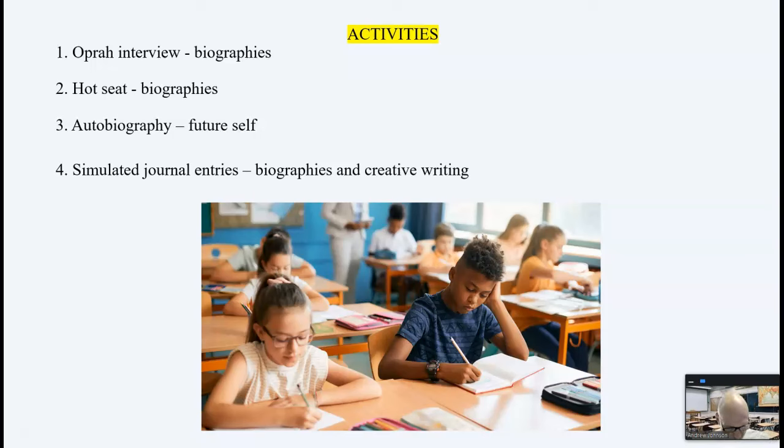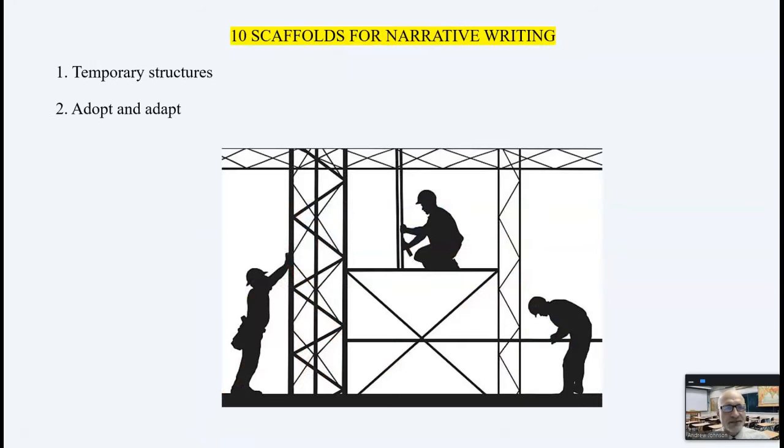You become that person. Another activity would be an autobiography of your future self. Help students think about themselves a year from now, 5 years from now, 10, etc. Understand yourself in the context of your life. And simulated journal entries with biographies: you respond as that biography subject. You become the character and you describe the event. And again, it's a way to bring to life different types of learning.